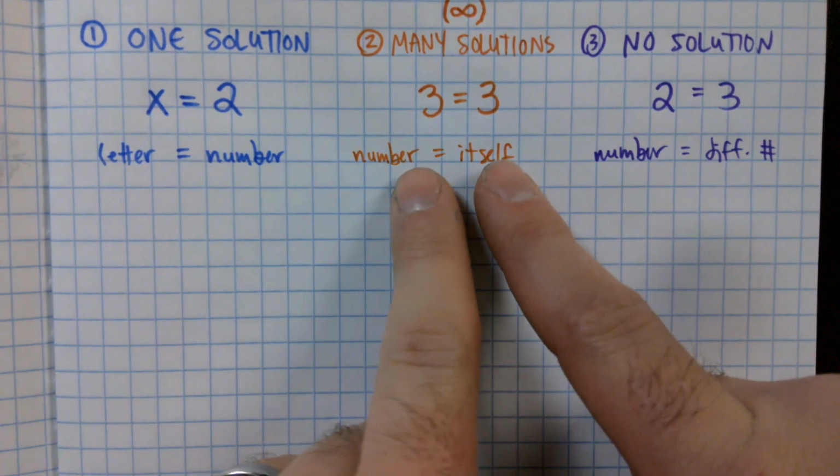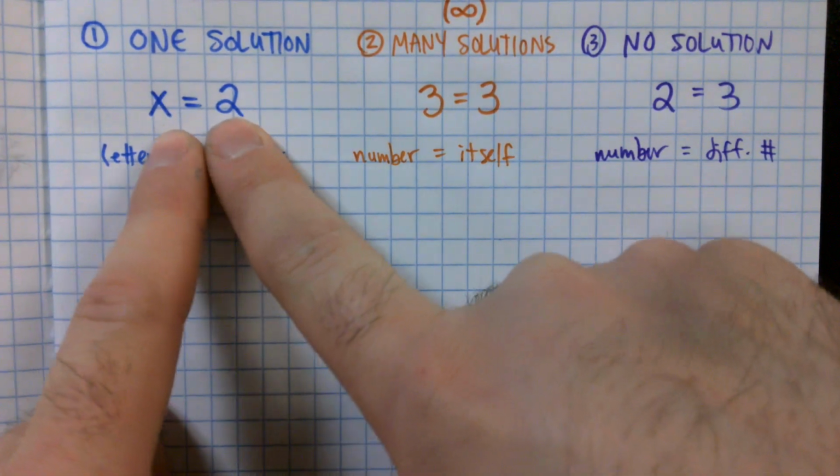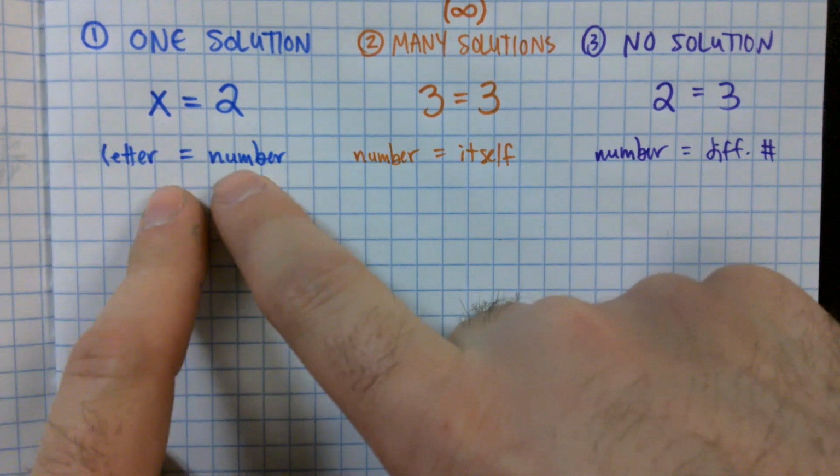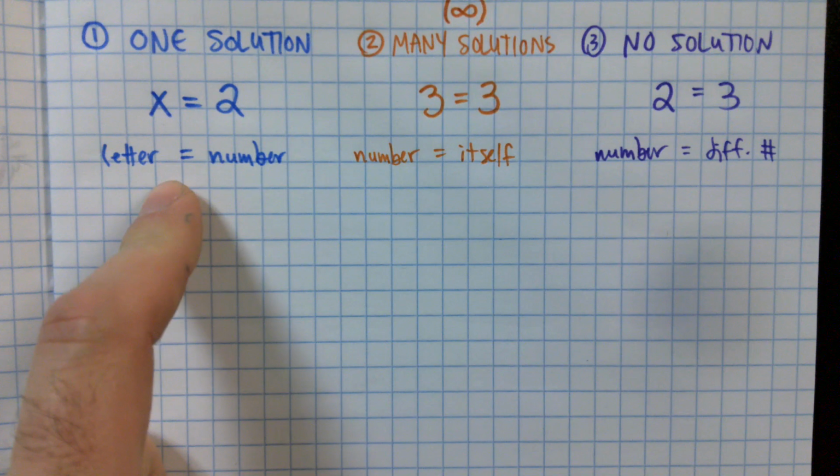If we end up with a statement that's true, we have infinitely many solutions. And if we end up with what we've been ending up with, that's just one solution. That's the most common outcome, but we also have these two other identities as well.